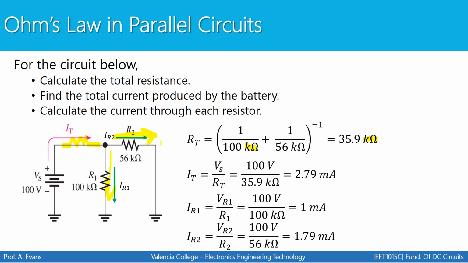Now that we're done, don't forget you can use KCL to check your work. The total amount of current going into the node was 2.79 milliamps, and we can see that the total current coming out, if I add IR1 and IR2, is also 2.79 milliamps. So as we learn these tools, don't forget to use them to check your work and make sure that you have applied all of the laws and theorems correctly.